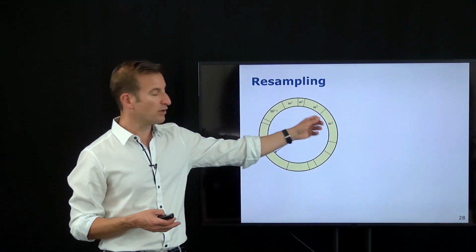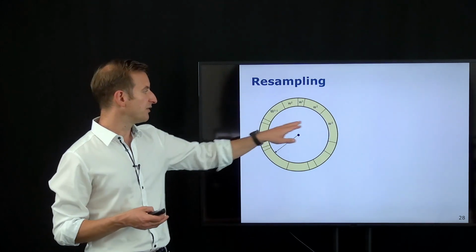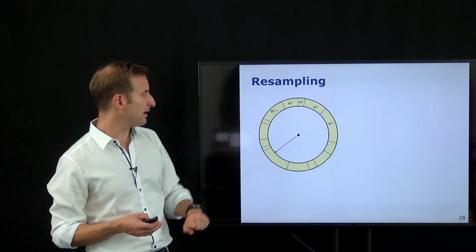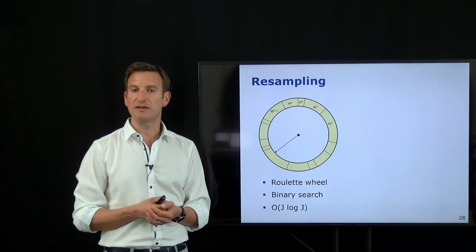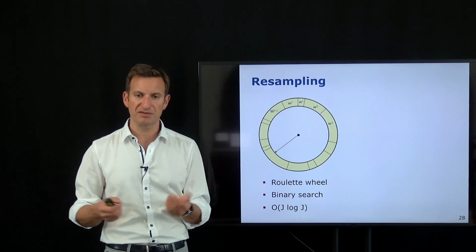And all the samples that you have drawn, you copy: the state of particle number 3, the state of particle number J, and the state of this particle, for example. This is what we call roulette wheel sampling. It's the simplest form of sampling.